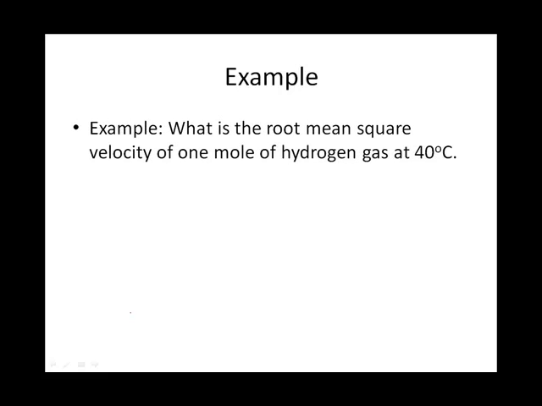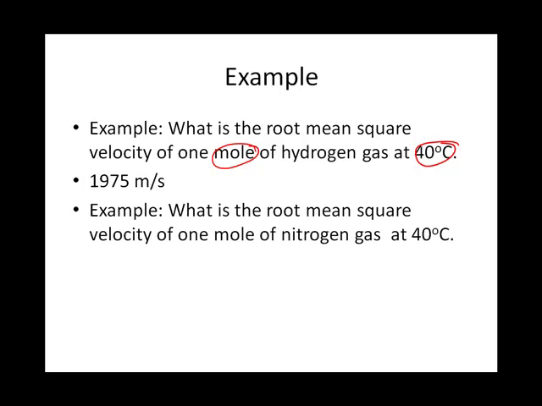Here's an example problem. What is the root mean square velocity of 1 mole of hydrogen gas at 40 degrees Celsius? Well, if you plug it into the equation, remember that 1 mole has to be in kilograms, and this has to be in Kelvin. If you plug it into the equation, you should get 1,975 meters per second.